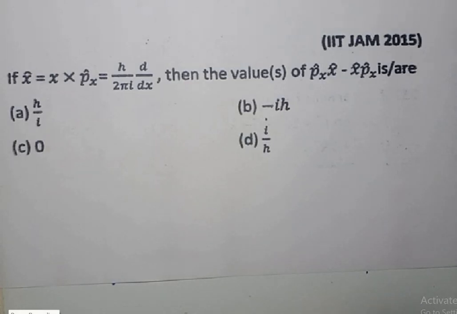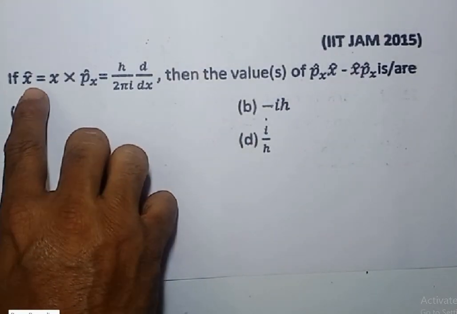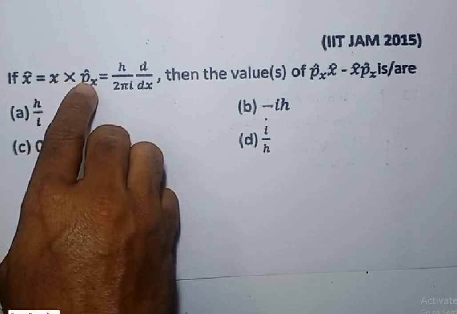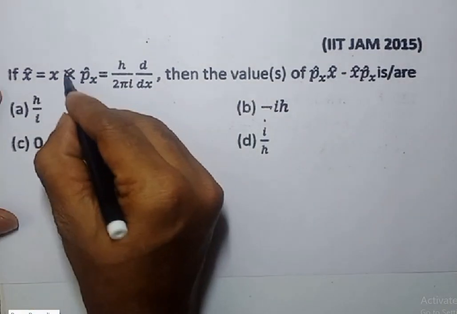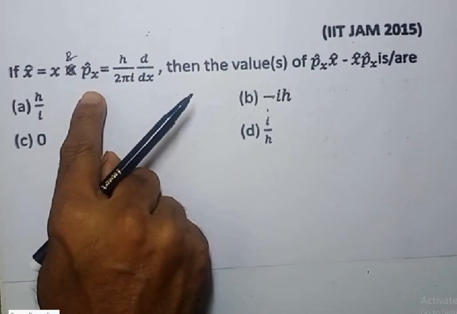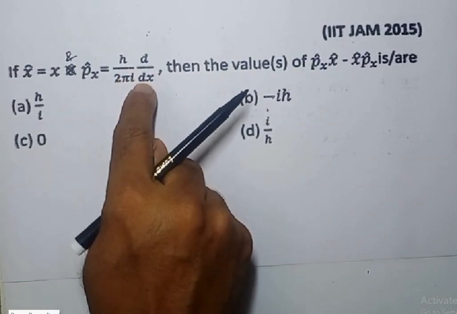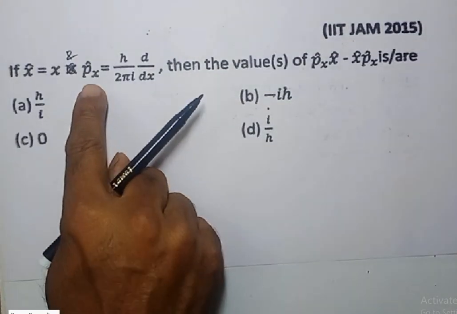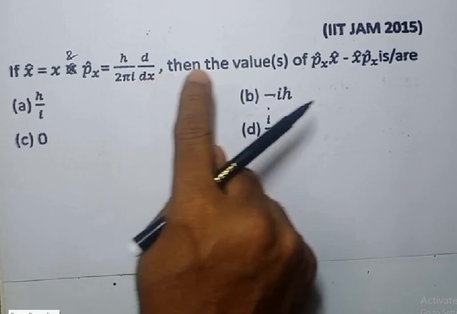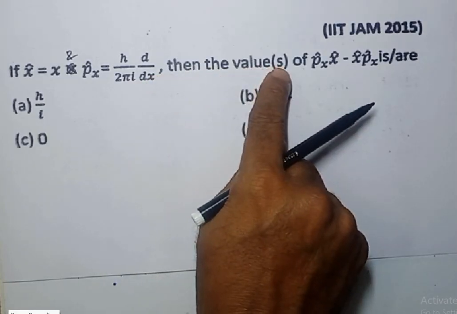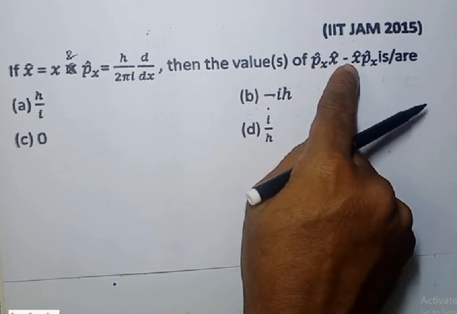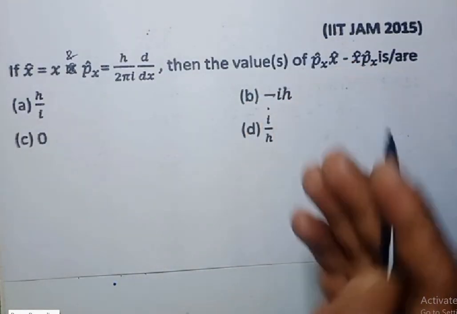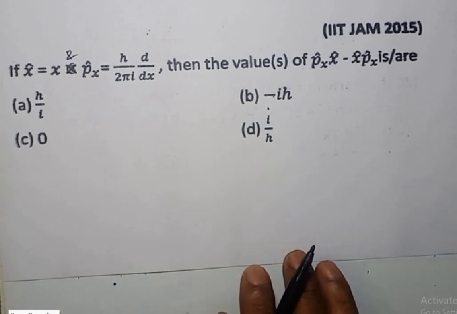So this is our next question. If x operator is equal to x, and the px operator is h by 2 pi i d by dx, the linear momentum operator. You know very well, this is the x component of the linear momentum operator. Then the value or values of px comma x minus x comma px. They are asking the commutator value. Yes, try to answer this.